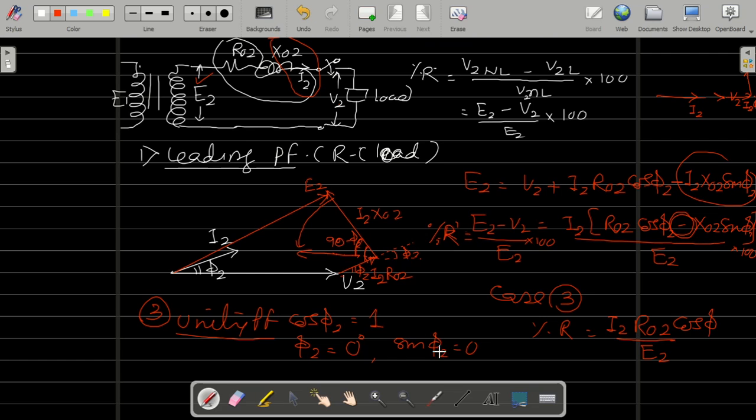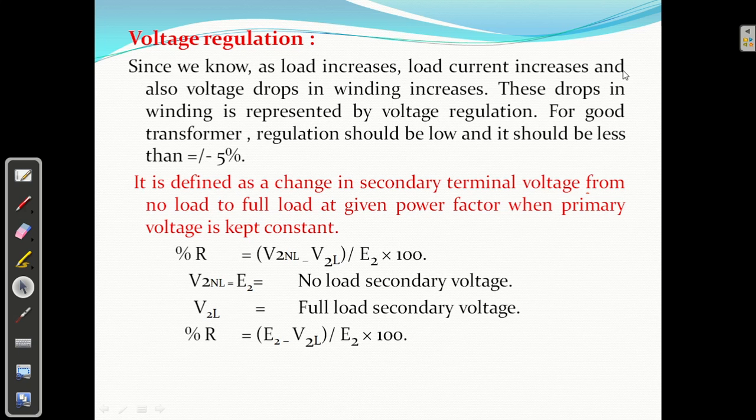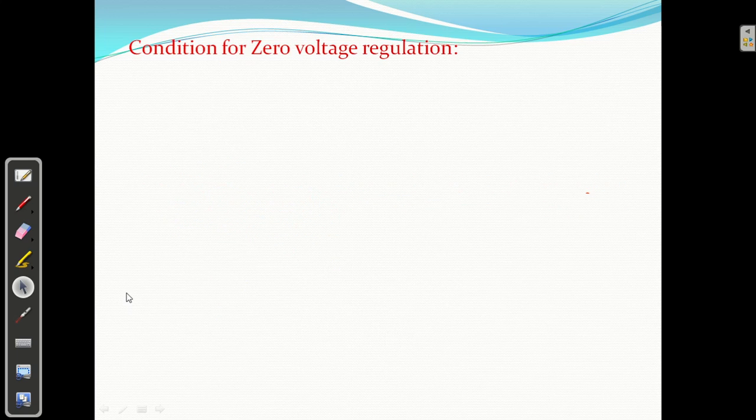Okay, now next I'm going back. So it is clear what voltage regulation is, and how to find the voltage regulation for lagging power factor load and for leading power factor load. Next I'm going to discuss the condition for zero voltage regulation. What is the condition for regulation to be 0?